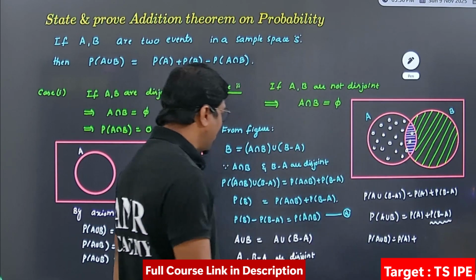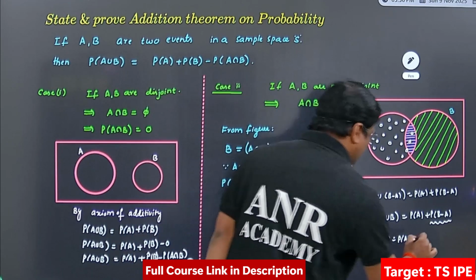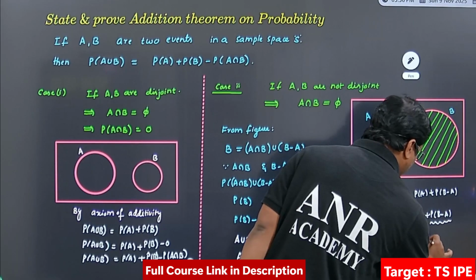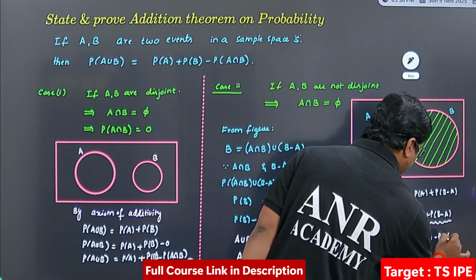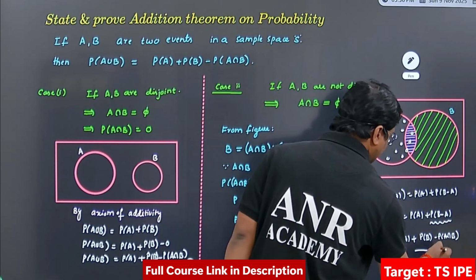From the star result, what is the probability of B minus A? That is P of B minus P of A intersection B. So here we get P of B minus P of A intersection B. Yes, this is result 2.